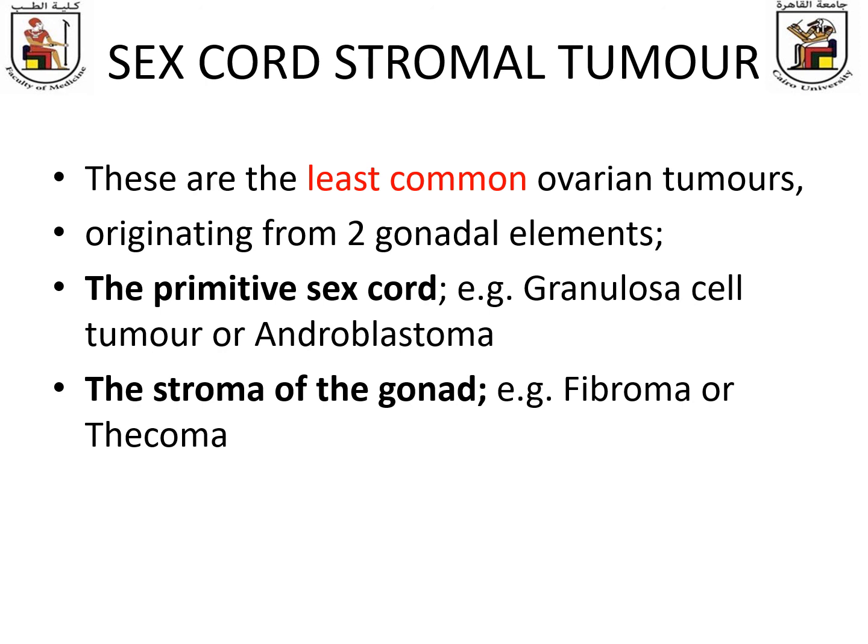The sex-cord stromal tumors are the least common ovarian tumors. They originate from the two gonadal elements, either the primitive sex cords or the stroma of the gonad. The primitive sex cords will give rise to granulosa cell tumors or androblastomas, or the stroma of the gonad will give rise to fibromas and thecomas.